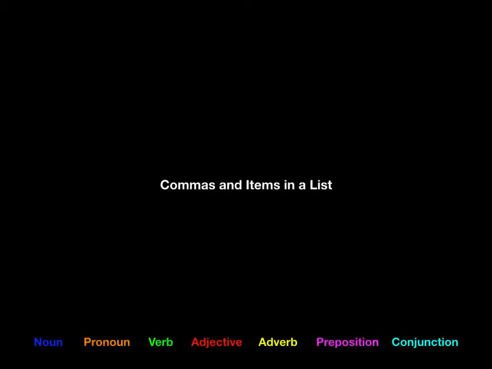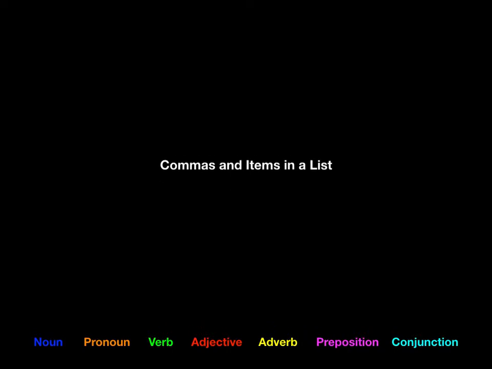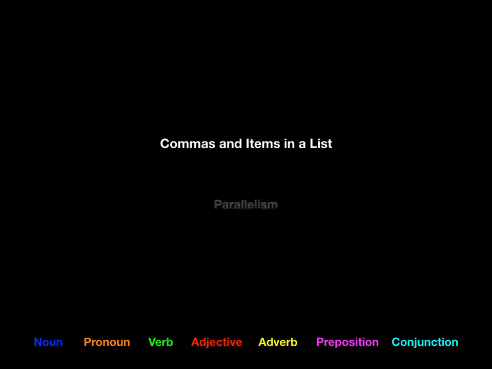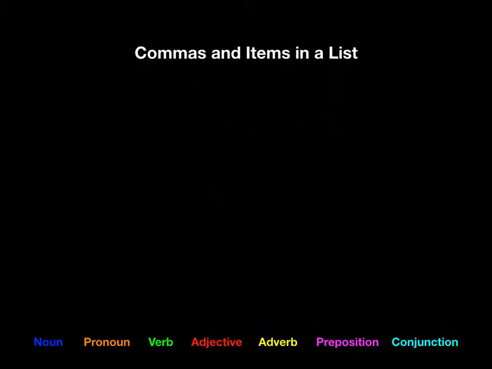Within this lecture, we will continue our discussion of comma errors in student writing. Specifically, we are going to be examining commas and items in a list. Once we have discussed this common error, we will then move on to discussing issues that occur with parallelism. Let's begin with commas and items in a list.